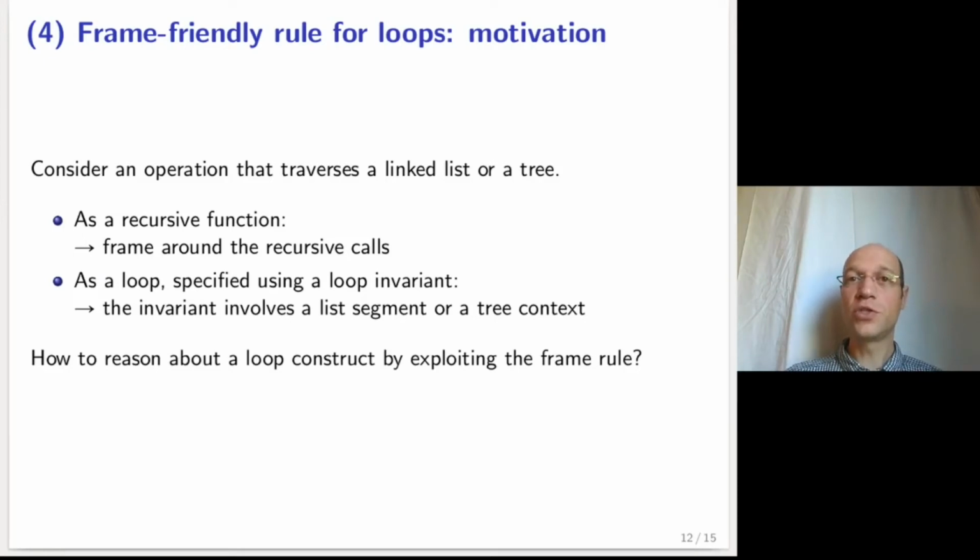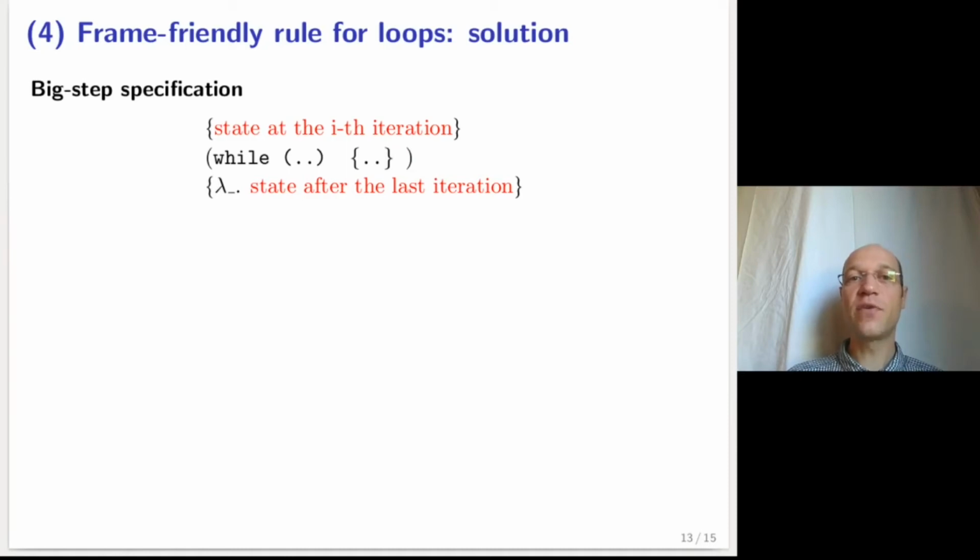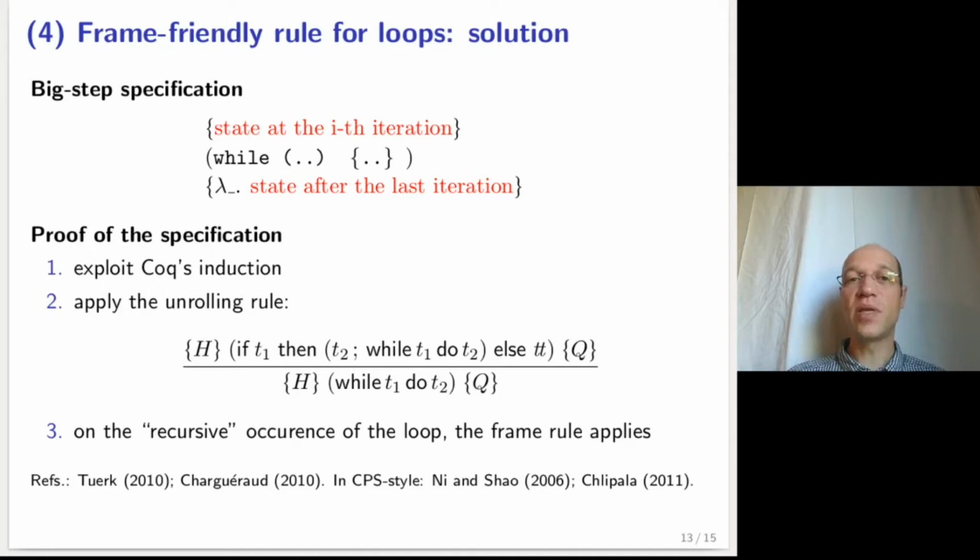So what we're trying to achieve here is essentially to simulate an encoding of a while loop as a recursive function, but without introducing the overheads of an actual explicit encoding. The idea is to specify the while loop by relating the state at a given iteration with the state after the last iteration. And such a specification can be established by induction, using Coq's induction mechanism, by applying the following unrolling rule, which essentially unfolds a while loop one iteration.